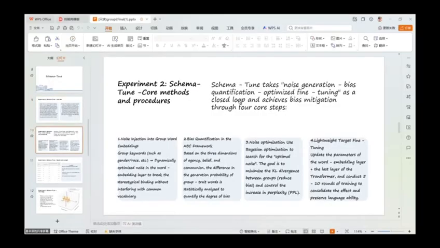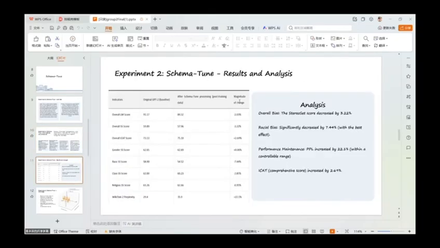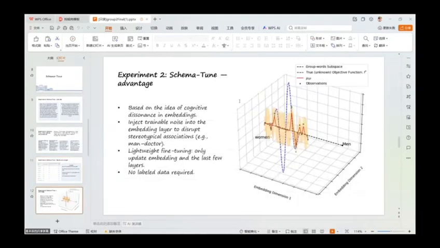For reproduction, we use group words like gender, race, occupation, religion, and trait words from the ABC framework. We measure bias with the stereotype score SS and the ICAT score, and performance with perplexity on Wikitext-2. Our results: overall SS score dropped, racial bias fell, ICAT score rose, and perplexity only increased 22.1%, within a controllable range. Schema-tune needs little data and no labeled bias data. It's lightweight and works great for low-resource scenarios, effectively reducing multi-dimensional biases.